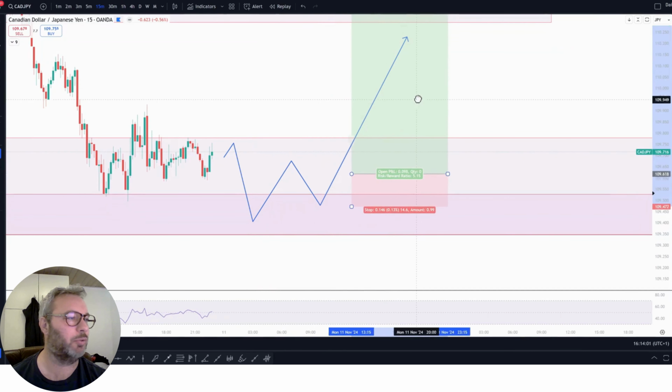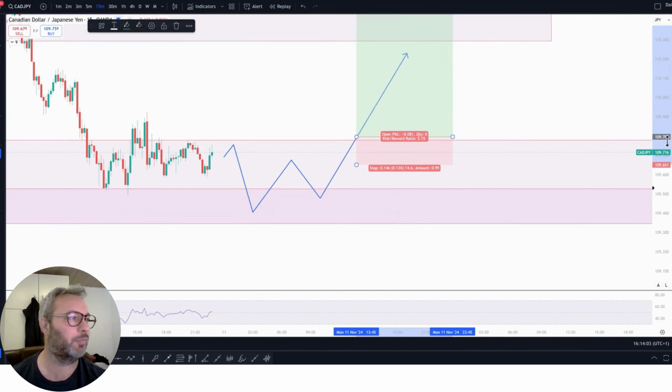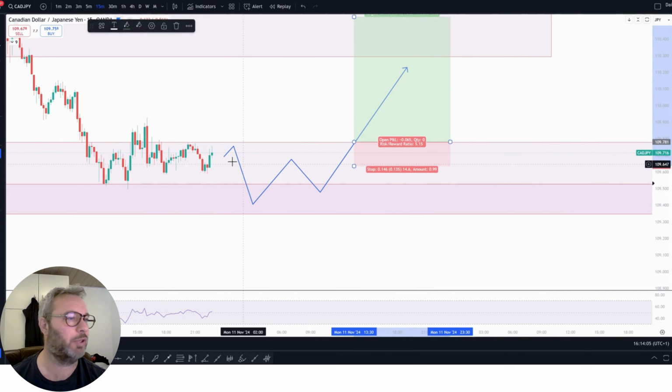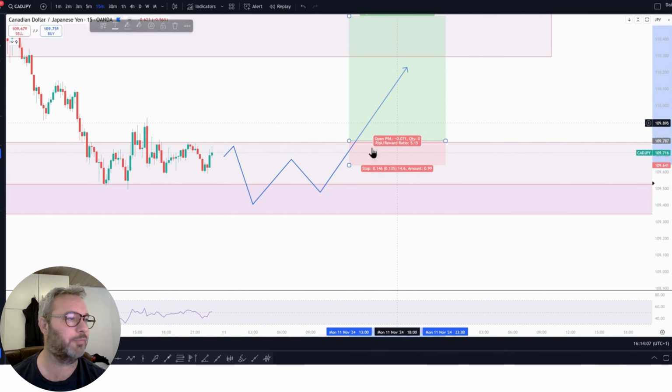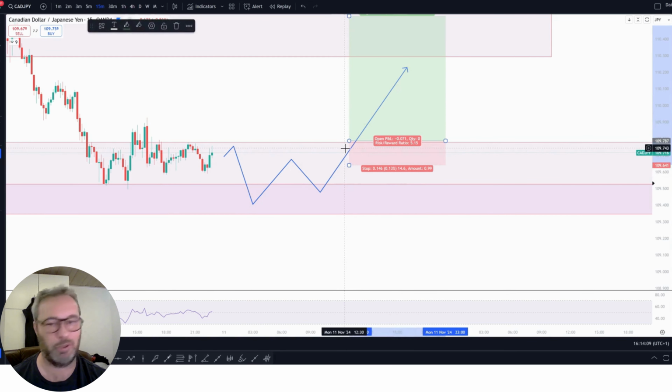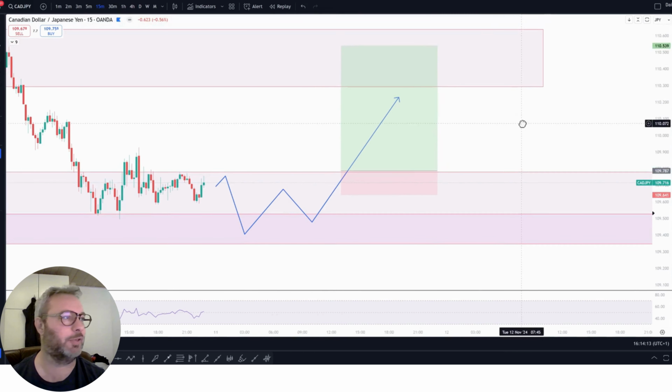Or you could also wait for it to break out of the channel here, and then again stop loss below the low around here, the market structure, if there's a range or something.